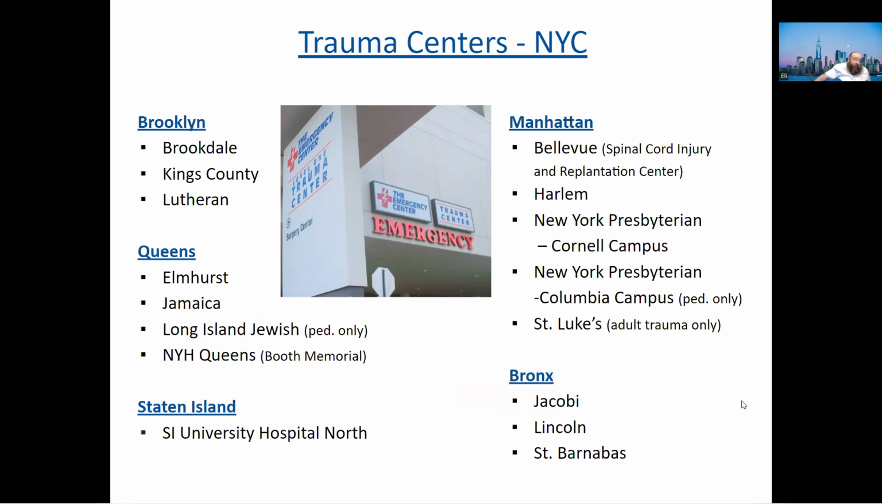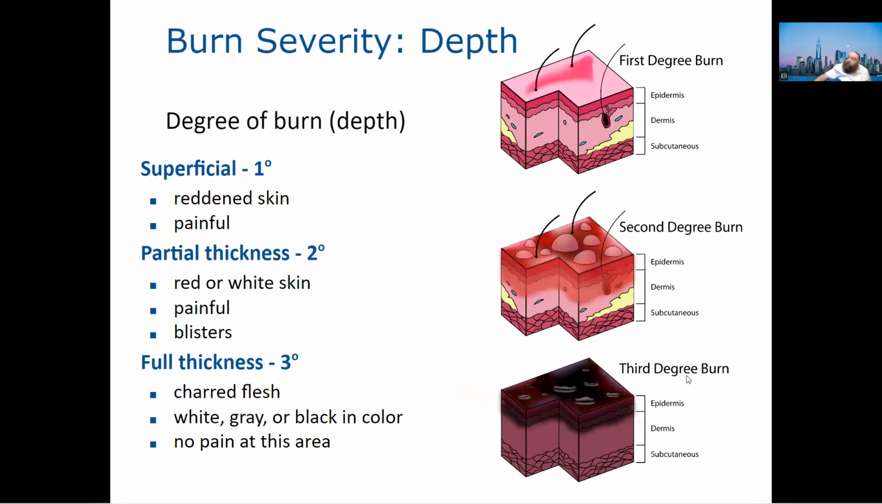In New York, we have things called trauma centers. In Brooklyn, there are 3. There's now more because Methodist and Maimonides became trauma centers. Queens, Staten Island, Manhattan, and the Bronx. So every neighborhood has trauma centers.